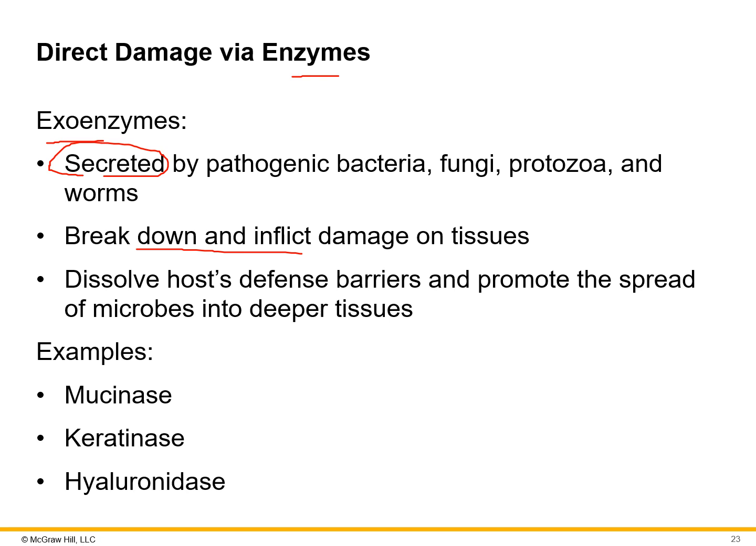They can dissolve barriers from the host cell, like the skin or the mucous membrane, and that promotes the spread to deeper tissues. So for example, there's mucinase, which breaks down mucus, keratinase, the keratin in our skin. If it releases these enzymes, it weakens the skin and allows them in. Hyaluronidase, more around the cartilage in the bone. So again, these enzymes help it get in and cause damage.